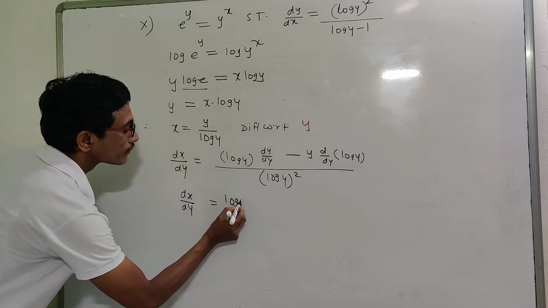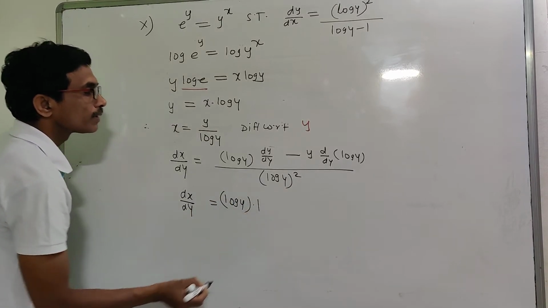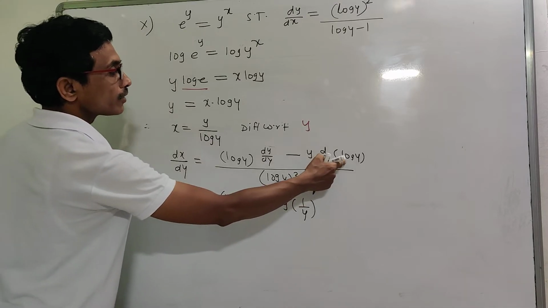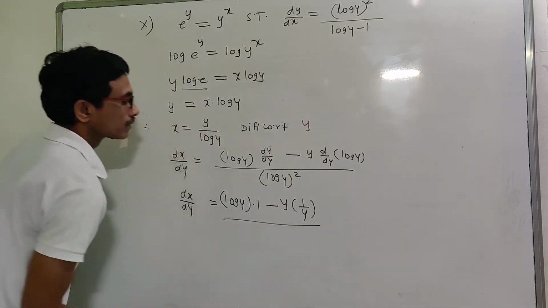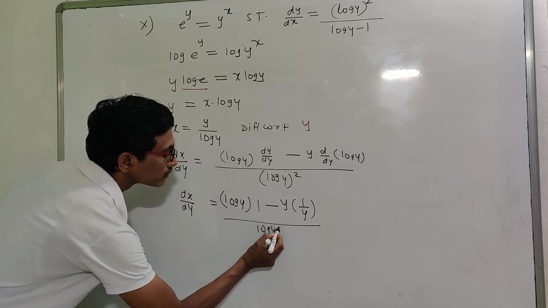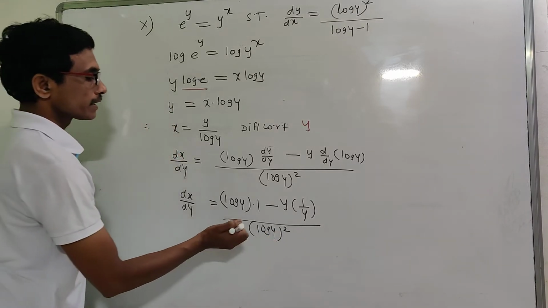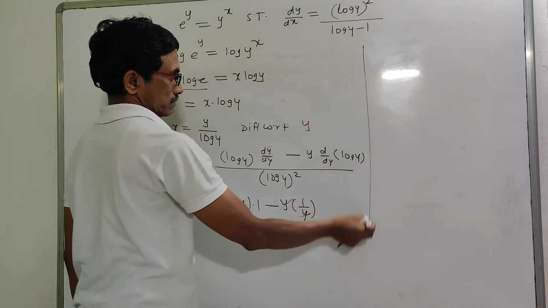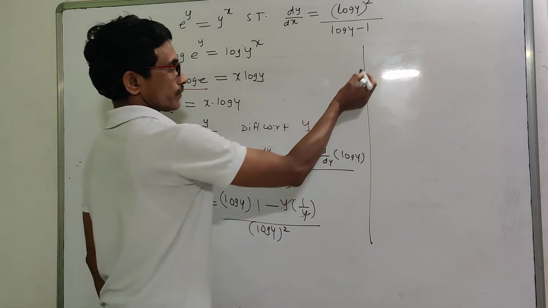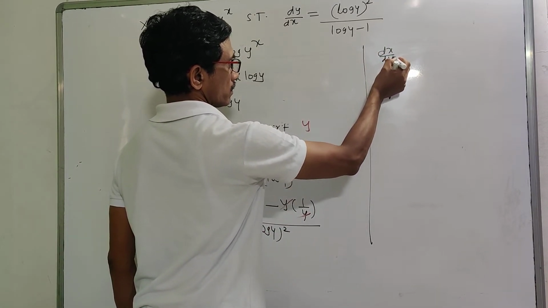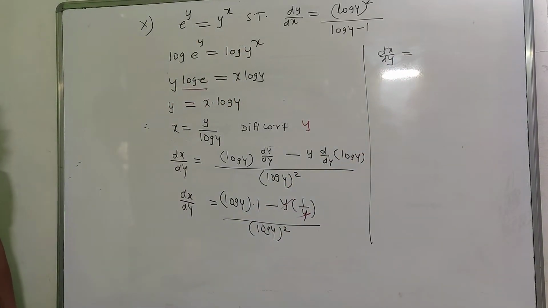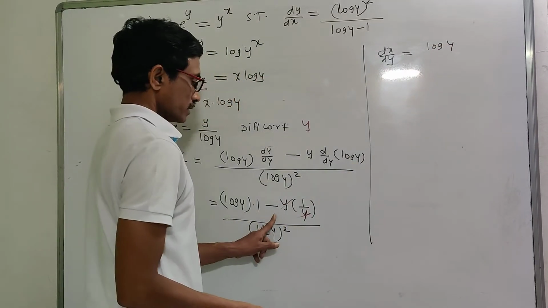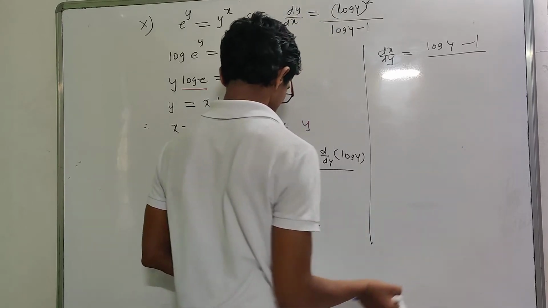So dx by dy is equal to log y into 1 minus y into 1 upon y, which is the derivative of log y with respect to y, over log y whole square. y is getting cancelled, 1 it is. dx by dy is equal to log y minus 1 upon log y square.